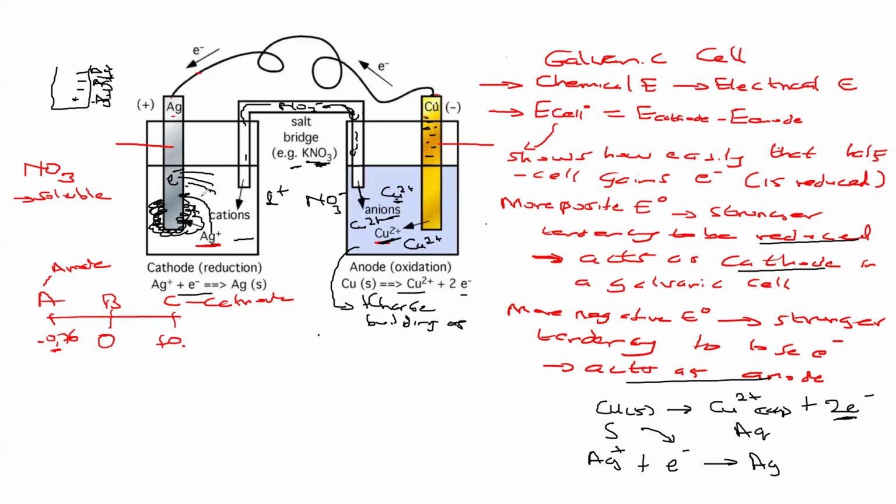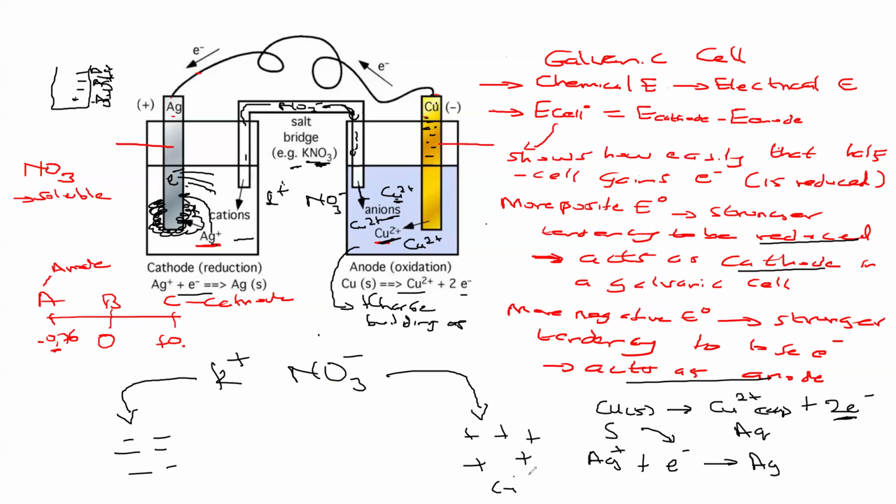That's why we're saying the salt bridge's job is to maintain charge neutrality. So you can see this positive is going into the cathode and the negative into the anode. This one will combine with the negative build up, and this one with the positive build up of copper 2 plus. I hope it makes sense. So this is the job of the salt bridge.